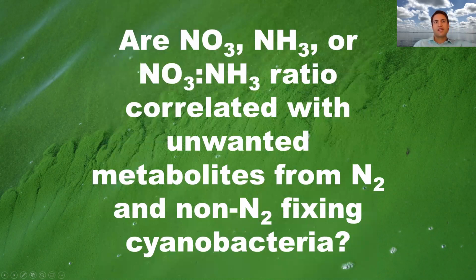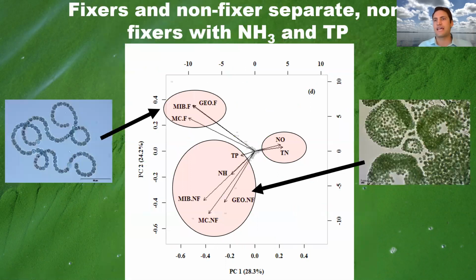Okay, so the ultimate question. Are nitrate and ammonia, or this nitrate to ammonia ratio, correlated with unwanted metabolites from these different sorts of cyanobacteria? So what we did is we parted those out. We saw that in the data set, when a cyanobacteria bloom happened, at least in that data, it was either dominated by nitrogen fixers or dominated by non-fixers.